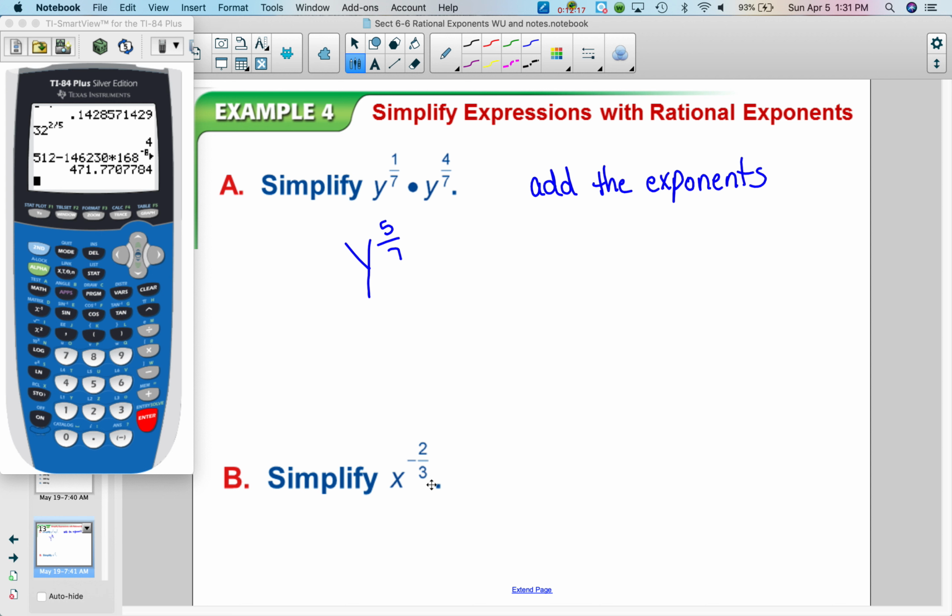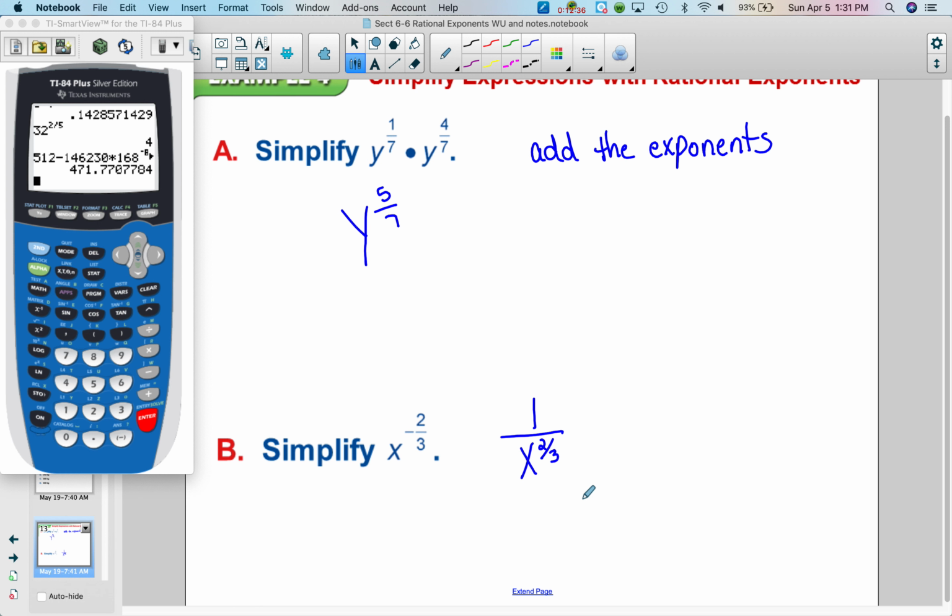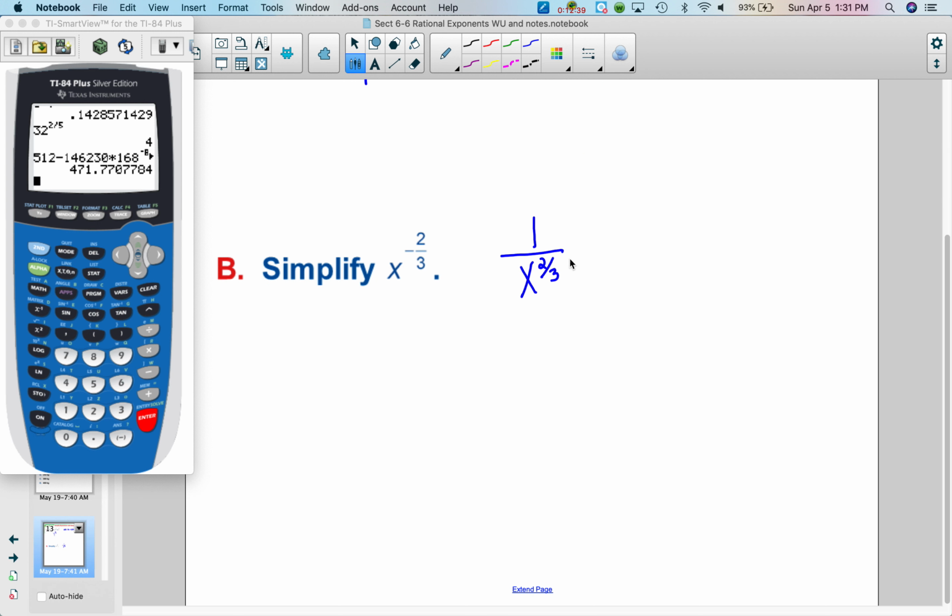On part B, to be in simplest form, you are not supposed to have a negative exponent. So remember that this is reciprocal. So I'm going to start by doing 1 over x to the 2/3 because that's the reciprocal. However, I want to remind you that this right here is like having 1 over the cube root of x squared, because the 3 is the root, the 2 is the power.